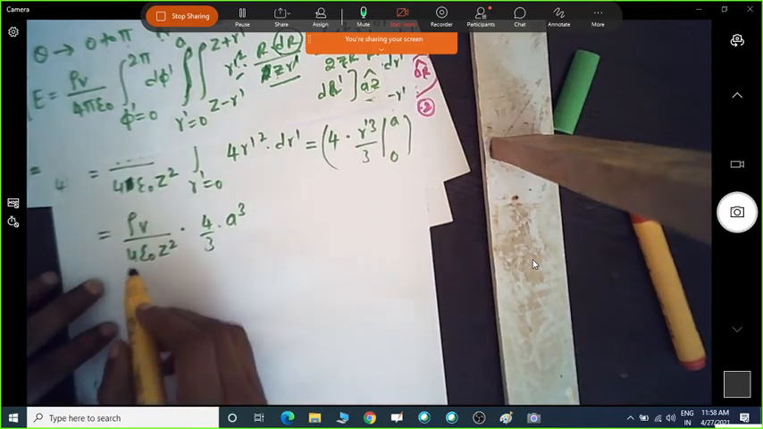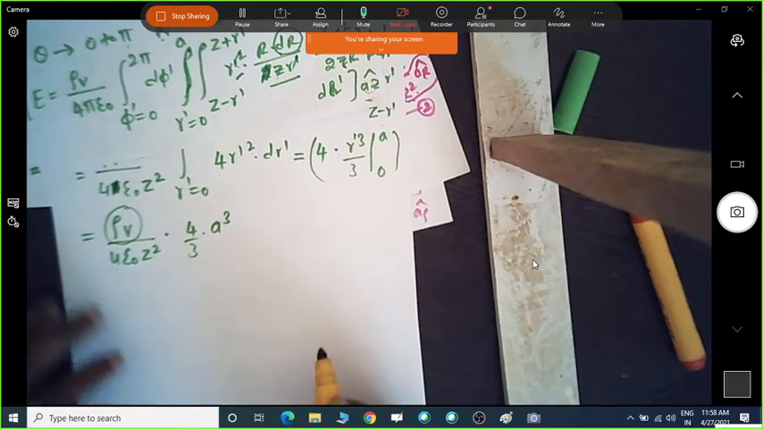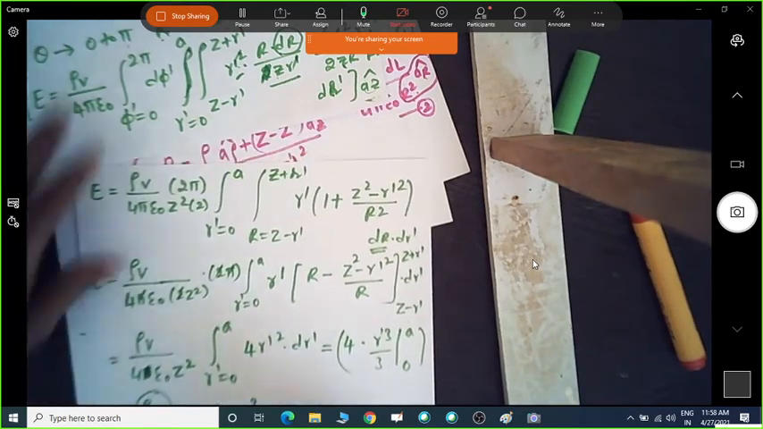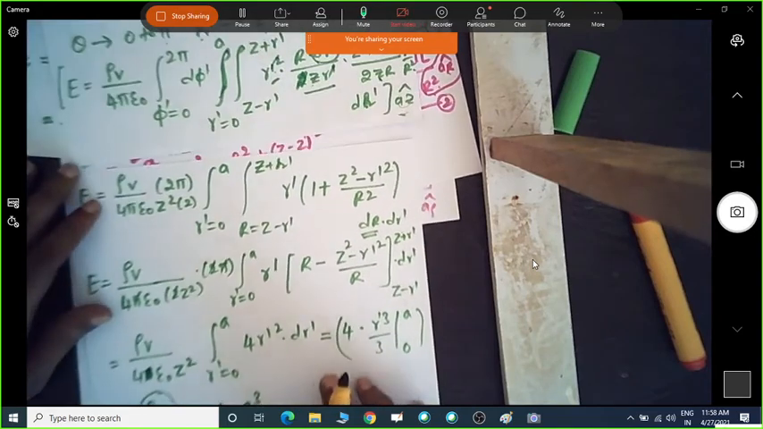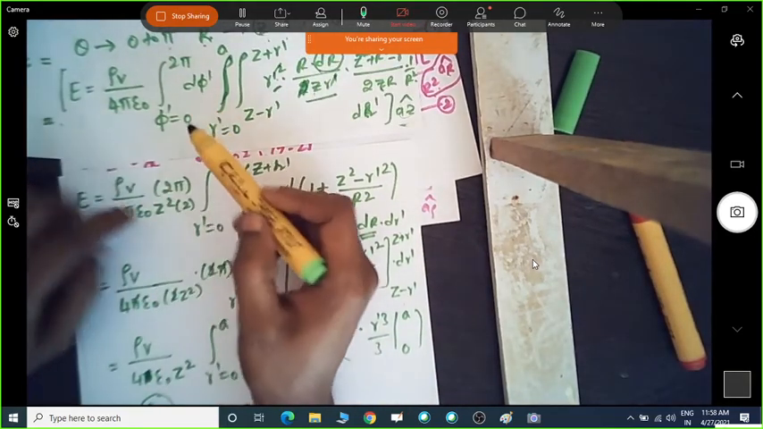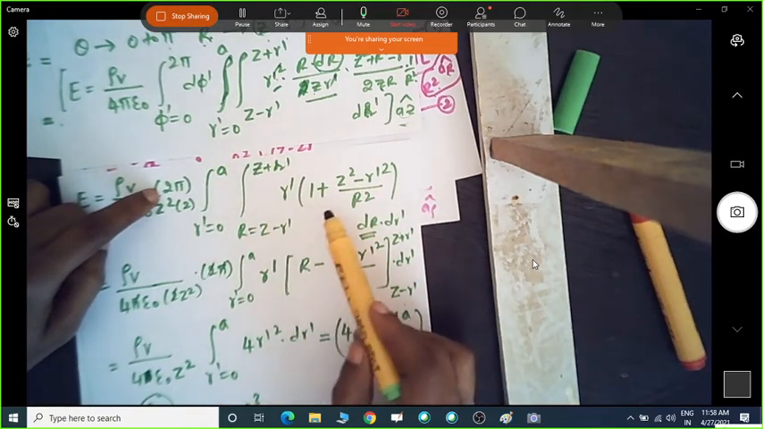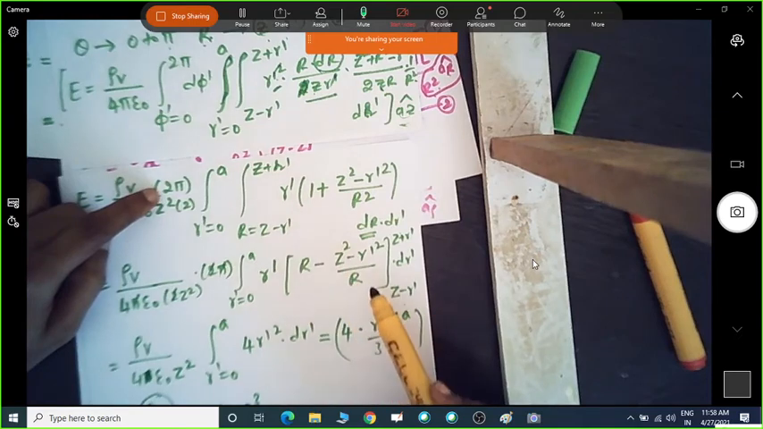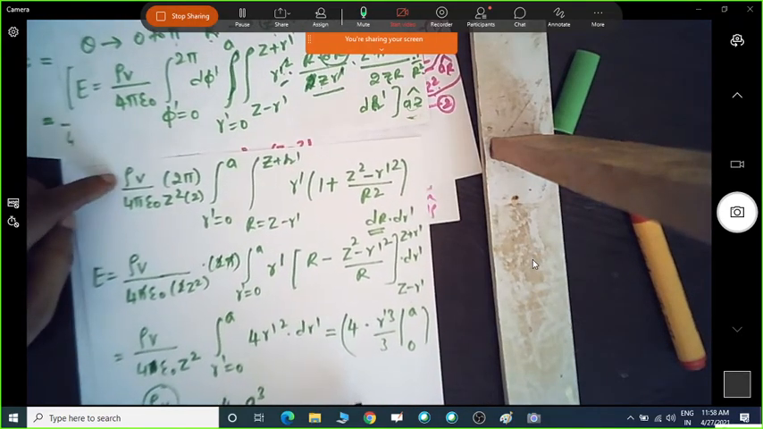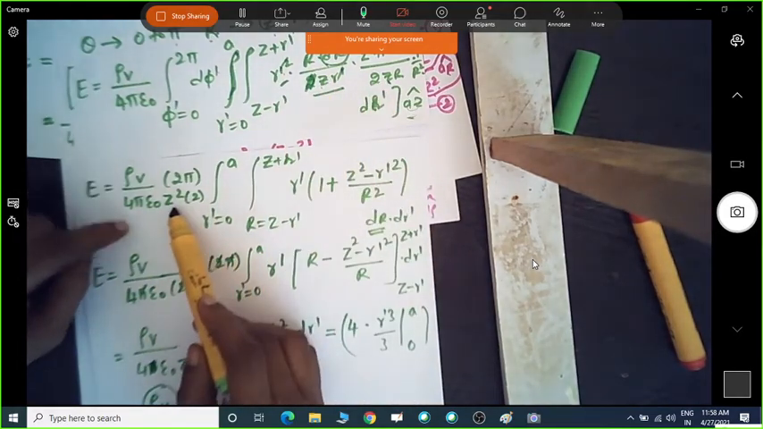Now if I substitute the volume charge density, wherever we missed the pi value: this is 4 pi epsilon naught, this is 2 pi, z square. This is 2z into z, 2z square.